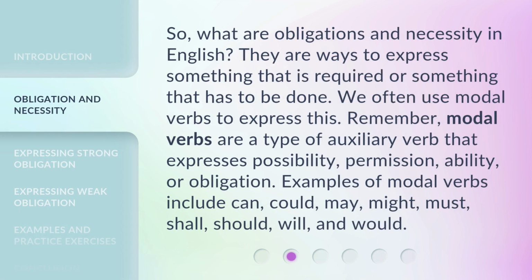So, what are obligations and necessity in English? They are ways to express something that is required or something that has to be done. We often use modal verbs to express this. Remember, modal verbs are a type of auxiliary verb that expresses possibility, permission, ability, or obligation. Examples of modal verbs include can, could, may, might, must, shall, should, will, and would.